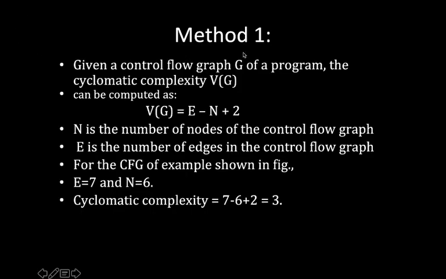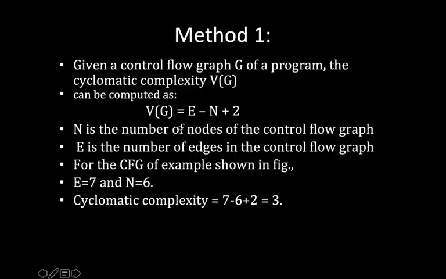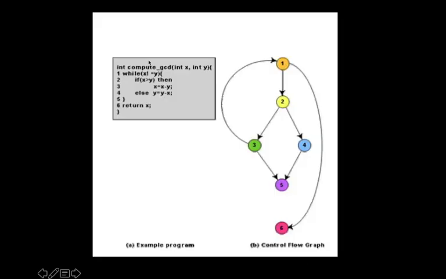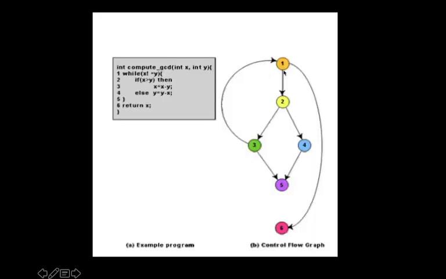There are different methods to find the cyclomatic complexity. This is an important question. The first method is easy: we draw the control flow graph first. Then from the control flow graph, the cyclomatic complexity V of G can be computed as edges minus nodes plus 2. So we have to determine the number of edges. We have 1, 2, 3, 4, 5, 6, 7 edges.